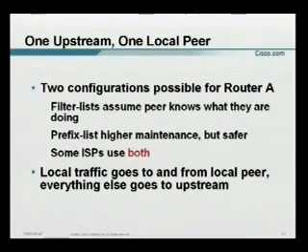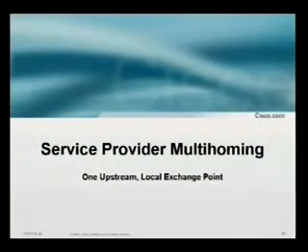We've got two prefixes from our local peer. We've got one from our upstream. We're handling three prefixes in our IBGP, or in our BGP. Wow. Difficult, complicated. Okay, the next step up is one upstream and a local exchange point.